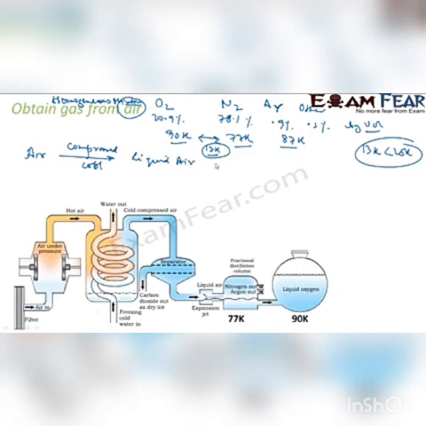Once we get this, we warm it slowly in the fractional distillation column. And when you warm slowly, the gases separate out at different heights because they have different boiling points. So if you see, nitrogen has the minimum boiling point, 77 Kelvin. It will evaporate first.